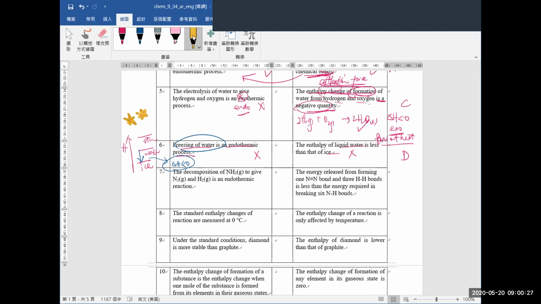Okay, 7. The decomposition of ammonia to give N2 and H2 is an endothermic process. The energy released from forming 1 N triple bond and 3 H-H bonds is less than the energy required in breaking 6 N-H bonds.